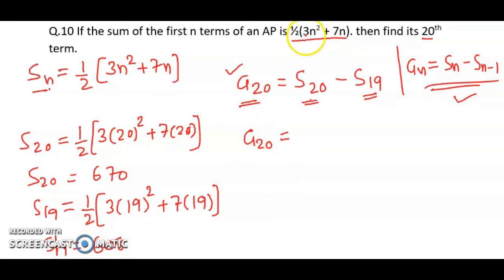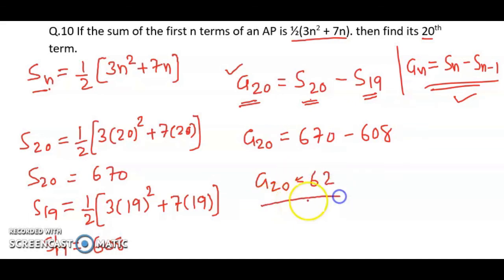So here now you can find out the 20th term. 20th term will be equal to S20 minus S19. So S20 is 670 minus 19 terms, that is 608. So we will get the answer 62. So 20th term of given AP will be 62. This is our answer. So here we completed our lecture.